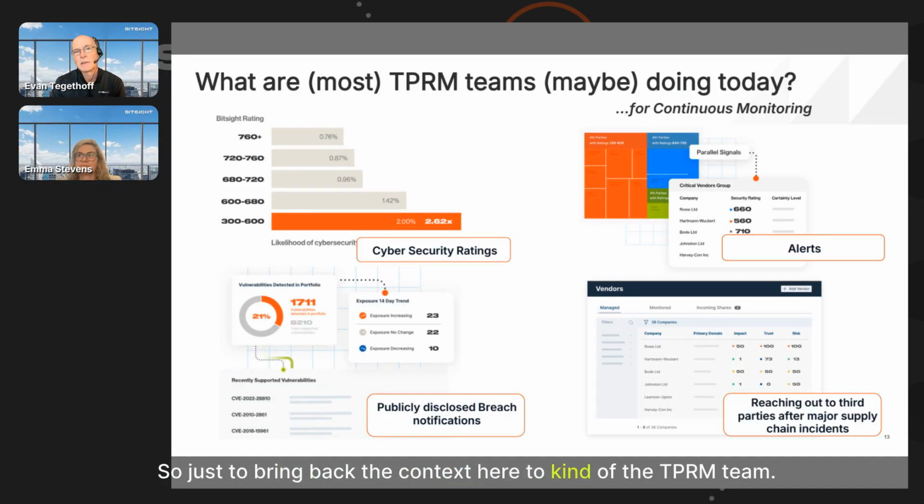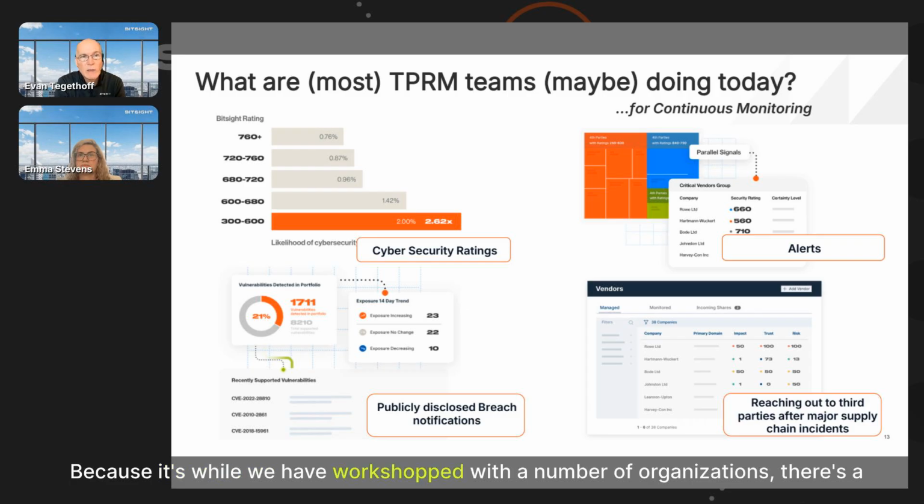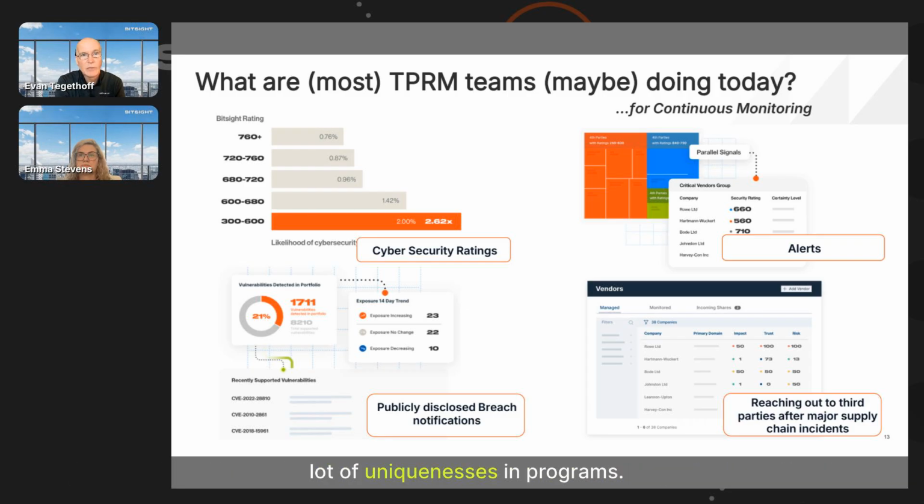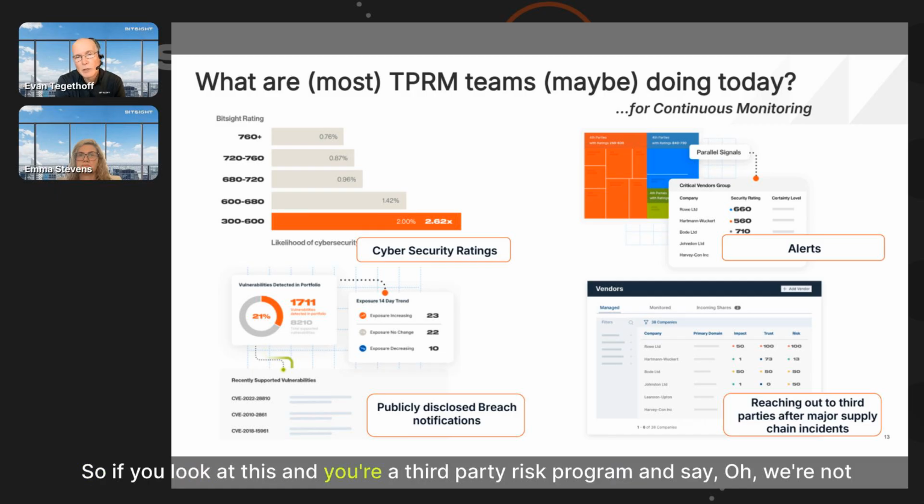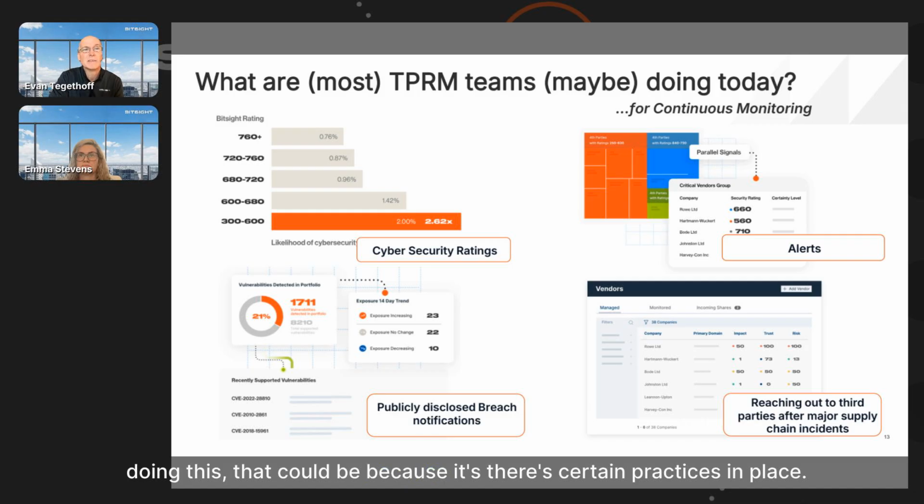So just to bring back the context here to the TPRM team. This slide is titled, what most TPRMs may be doing today? Because while we have workshopped with a number of organizations, there's a lot of uniqueness in programs. So if you look at this and you're a third-party risk program and say, oh, we're not doing this, that could be because there are certain practices in place. What we see a lot, though, obviously, as Bitsight, we're a provider of cyber risk intelligence data. Part of that is ratings. The Bitsight mission has really shifted over the years to provide a lot of data beyond cyber ratings, but they're still central to a lot of TPRM teams.